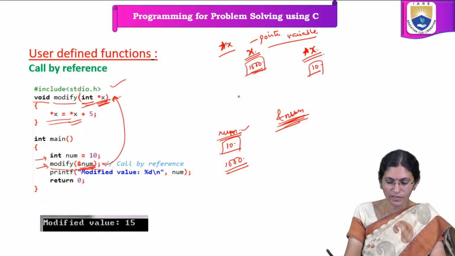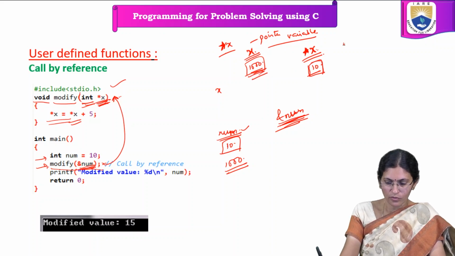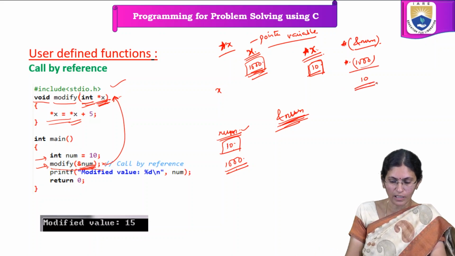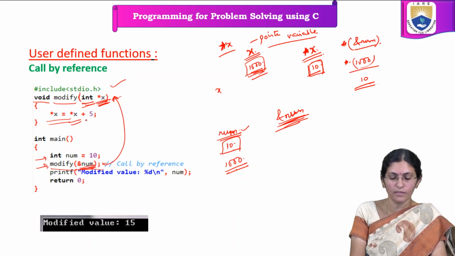So x refers to the address, x consists of the address, and *x means the contents at this particular address. So the address of this is num. At 1000, at this particular address, what is the value? 10. So this is the value. So actually we are working on the values.